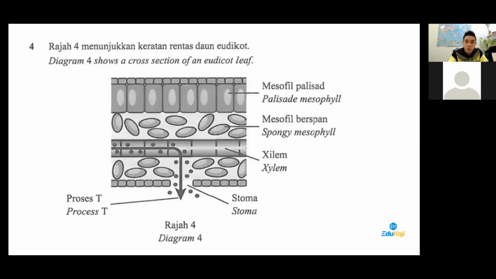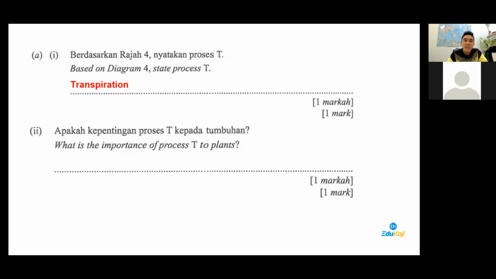Now, question 4. We are looking at a unicord leaf. Based on diagram 4, very obvious, process T. They even hinted, T is for transpiration. What is the importance? Standard answer: make sure water is transported non-stop.